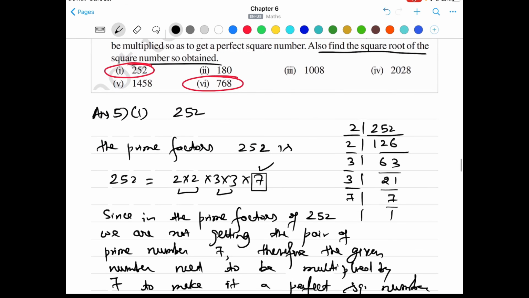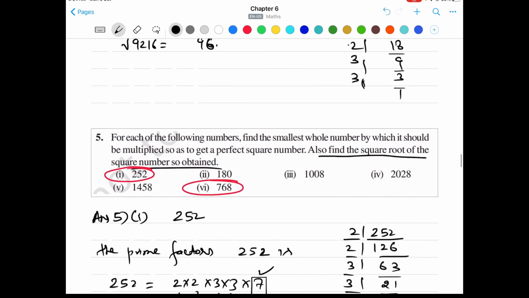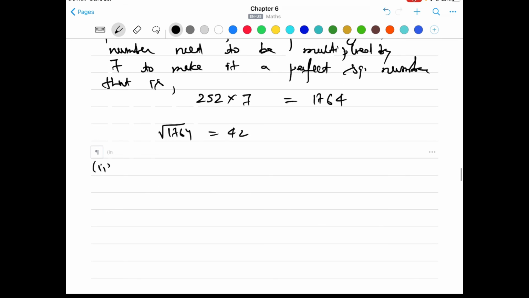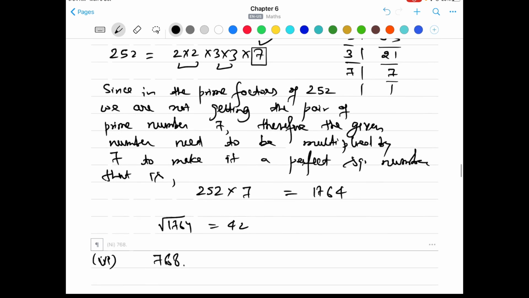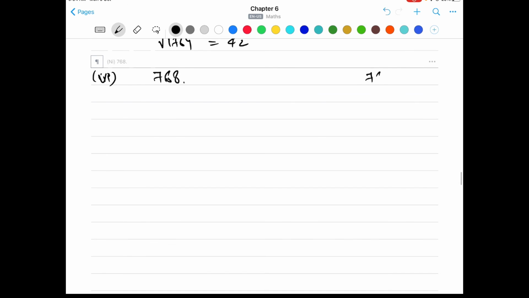Now let's see the last part. We have the number 768. This is part number 6. The number is 768. In order to find the square root of this number, first we'll find its prime factors by the prime factorization method. So let's take the number 768.